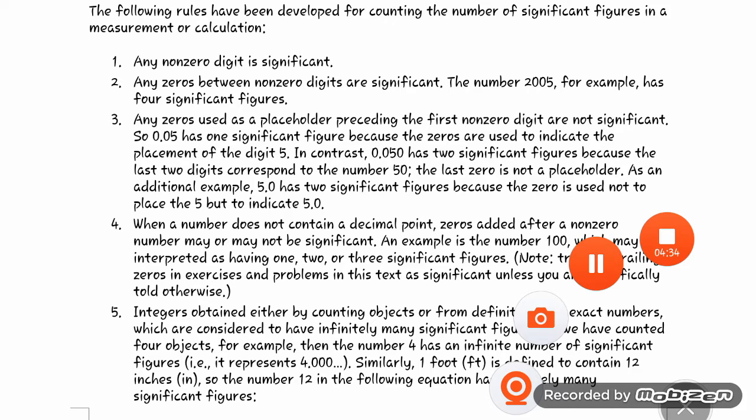The number 2005, for example, has 4 significant figures. Any zero used as a placeholder before the first non-zero digit is non-significant. So 0.05 has one significant figure because the zeros indicate only the placement of the digit 5. In contrast, 0.050 has two significant figures because the last two digits correspond to the number 50. The last zero is not a placeholder.